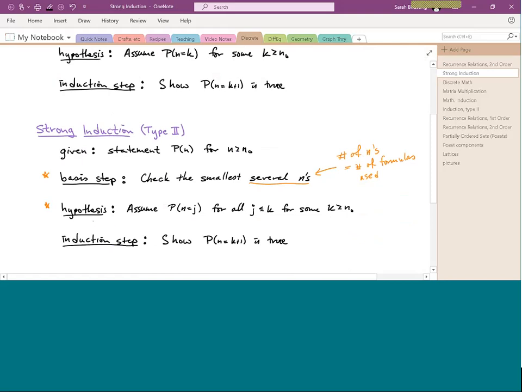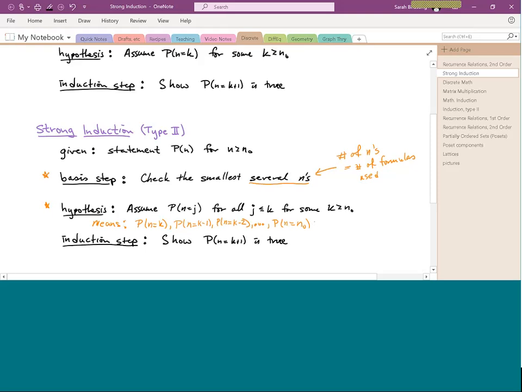What this means is that in strong induction, and this is really the change between weak induction and strong induction, in your assumption step, you assume that the statement works for n equals k. That's the same as weak induction. Here's the part that changes. You also assume the statement works when n equals k minus 1. You assume the statement works when n equals k minus 2, and so forth all the way down until you get to whatever that smallest integer was.